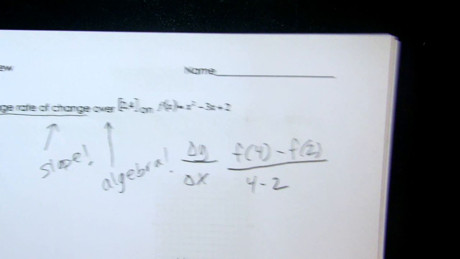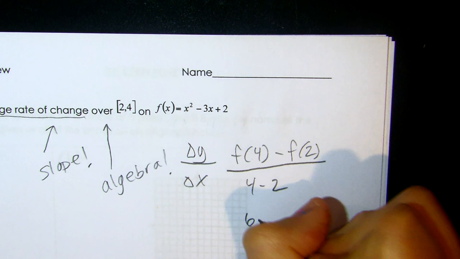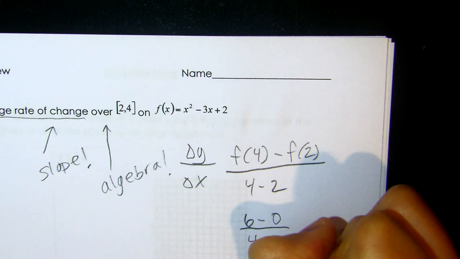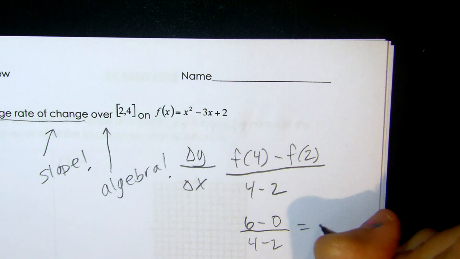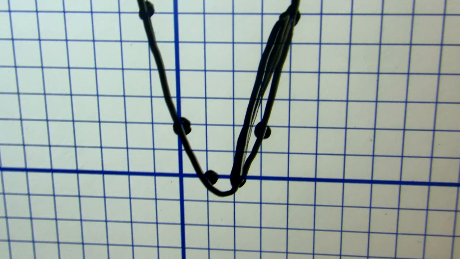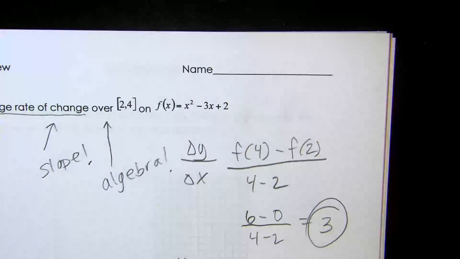This one, if you go ahead and figure it out, I believe that f of 4 is 6, f of 2 is 0, and so we are going to get 3. That means the slope of that secant line that I just drew is 3. The algebra 1 slope is 3.